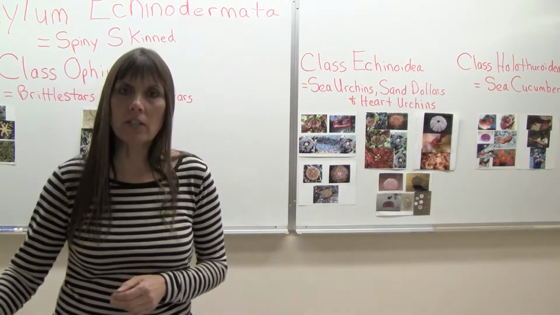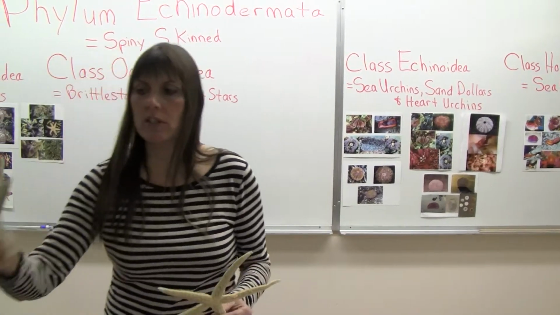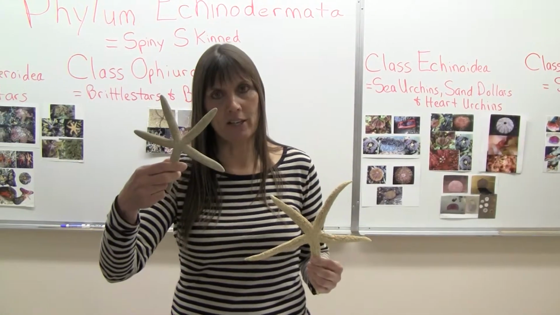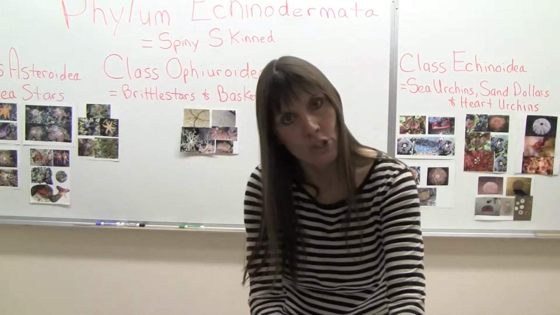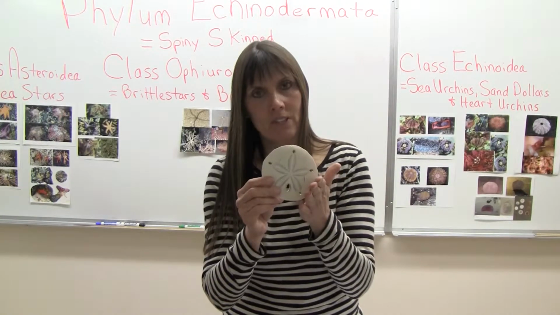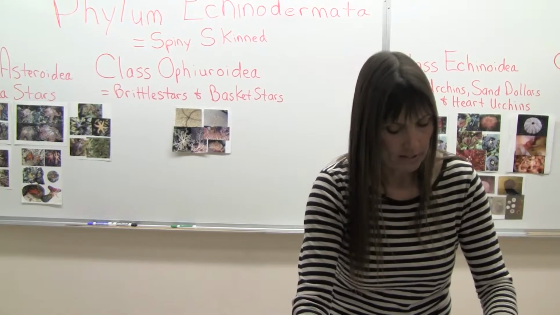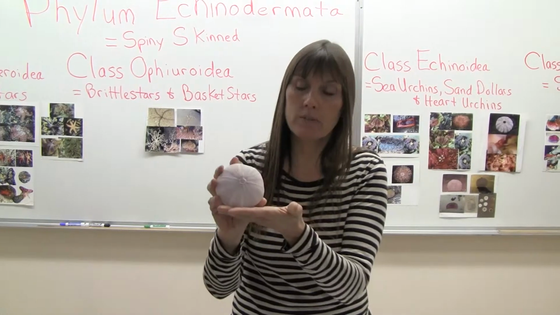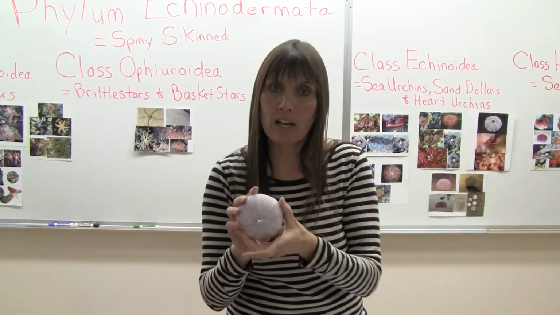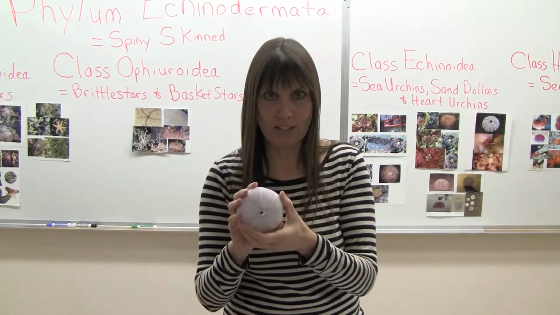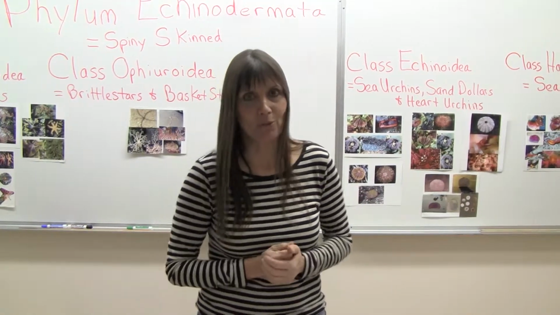So, when you're looking at a sea star, you will notice that most of them have 5-sided radial symmetry. You'll see that in the sea stars. You look in the sand dollar, 5 parts here. You look at the tests of a sea urchin, 5 parts here. So we have the 5-sided radial symmetry. And that's what puts all of these organisms in the same group.